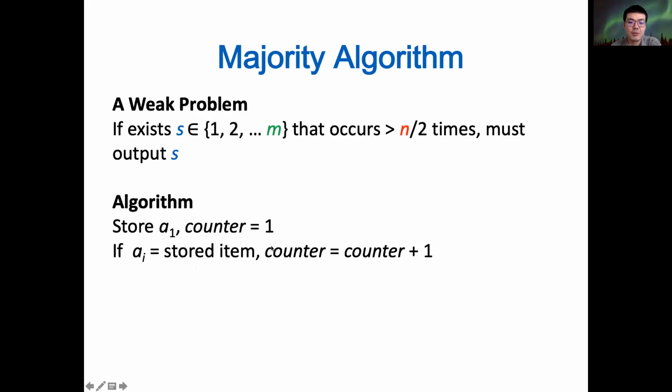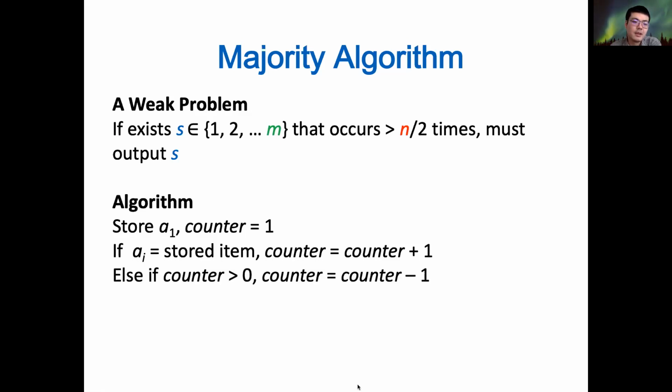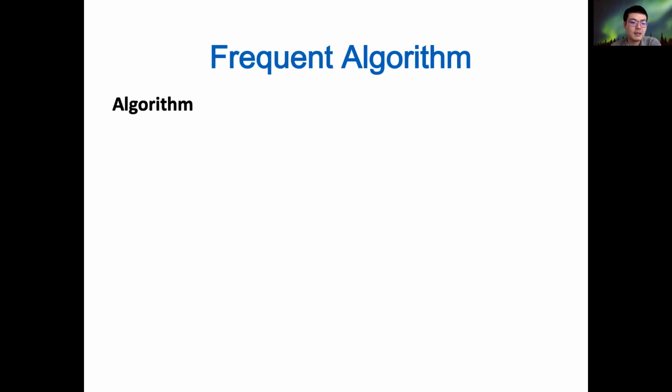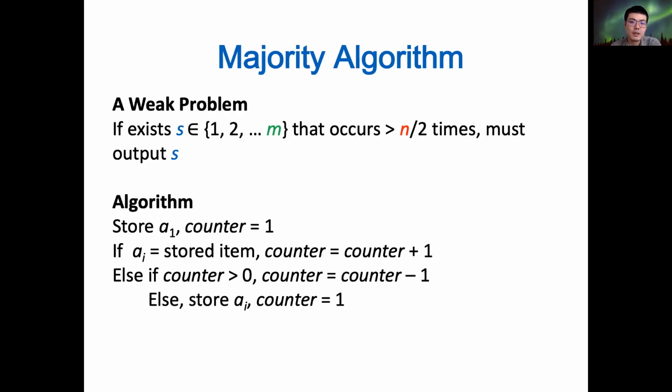You have a counter, initially 1. Else, if the counter is larger than 0, what you do is, else means the element is different from the item, then you reduce the counter value. But this only happens if your counter is larger than 0. Otherwise, you store A_i in the static counter to store the new A_i. So let's take a look at an example of what this means.